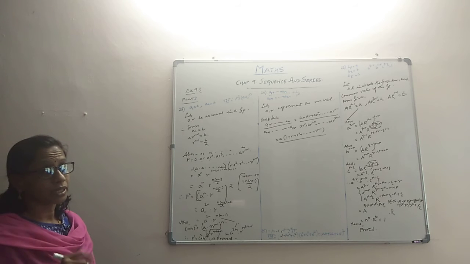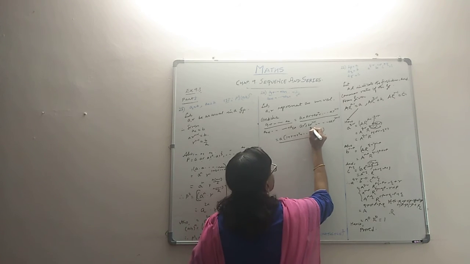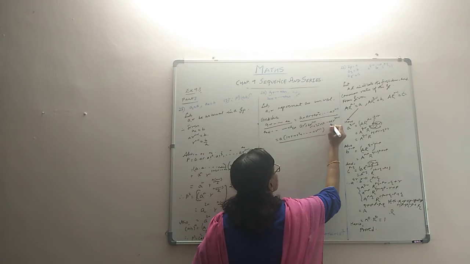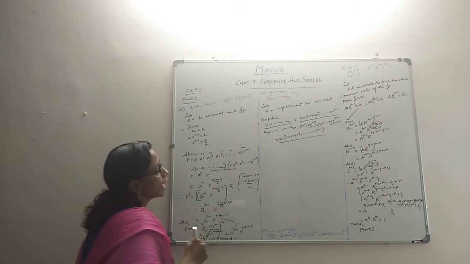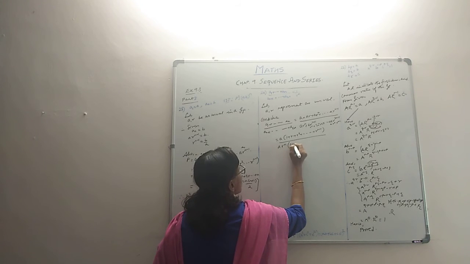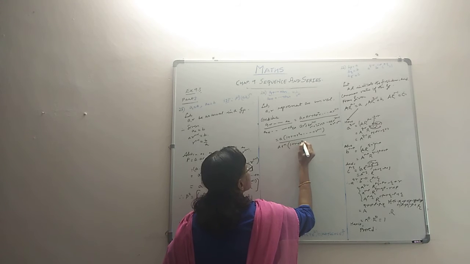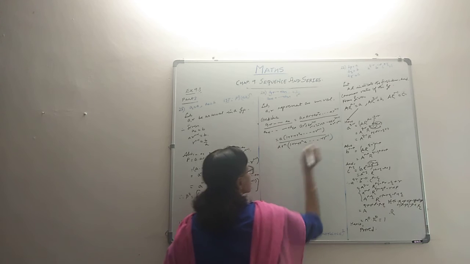In the denominator, ar raised to n can be common. Why? Because this is ar raised to n into r. Next term will be ar raised to n into r raised to 2 and so on. This will be ar raised to n into r raised to n minus 1. So you can have throughout ar raised to n taken out common. So you have 1, here only 1 r is left, here only r squared is left, and in the last term r raised to n minus 1 is left.